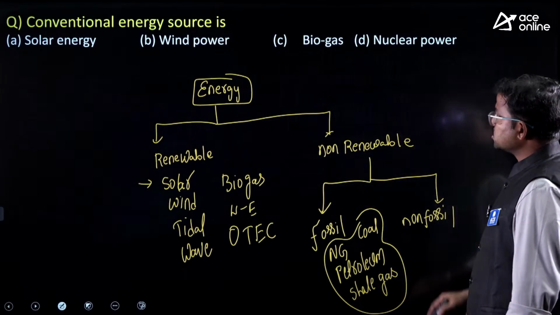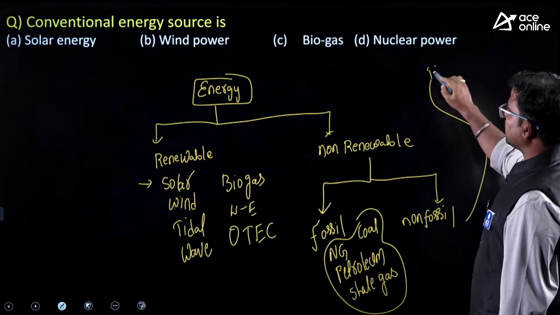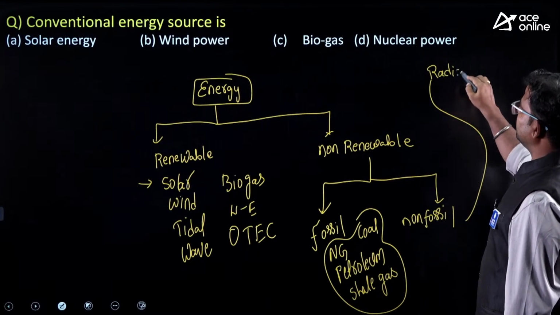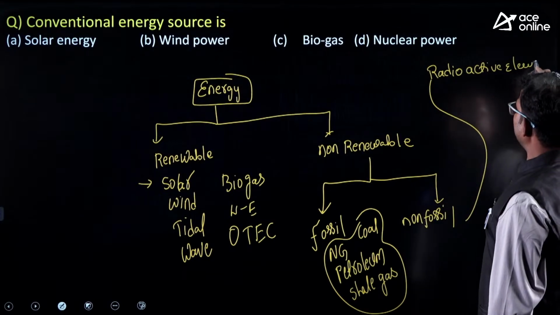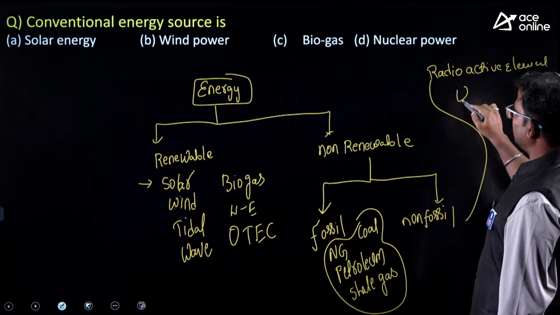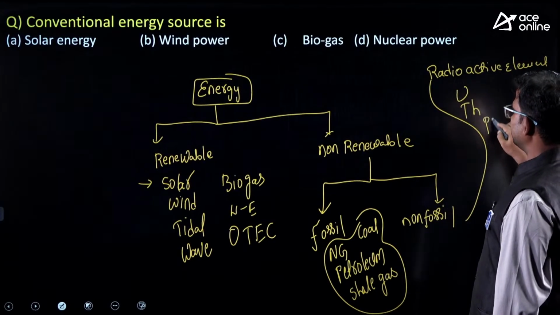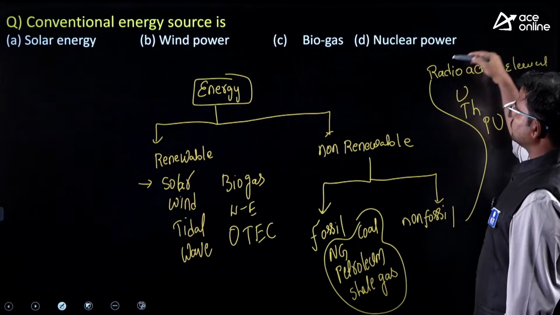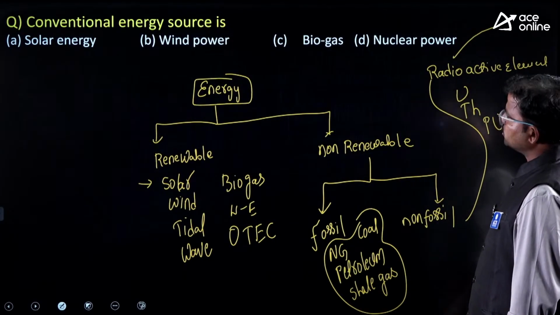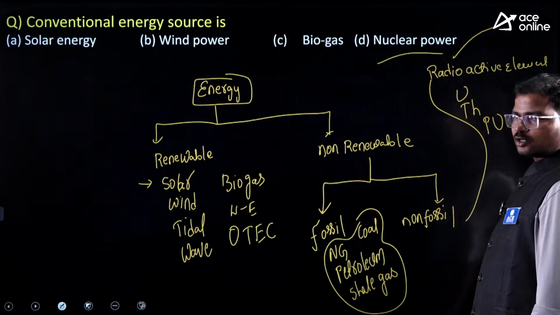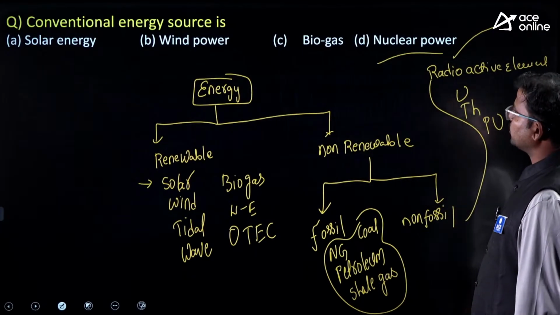What about non-fossil fuels? Mostly radioactive elements like uranium, thorium, plutonium. So by using these derivatives, we can produce the nuclear power. Actually, here they mention about conventional energy, no? That's why we have to consider option D, nuclear and nuclear power.